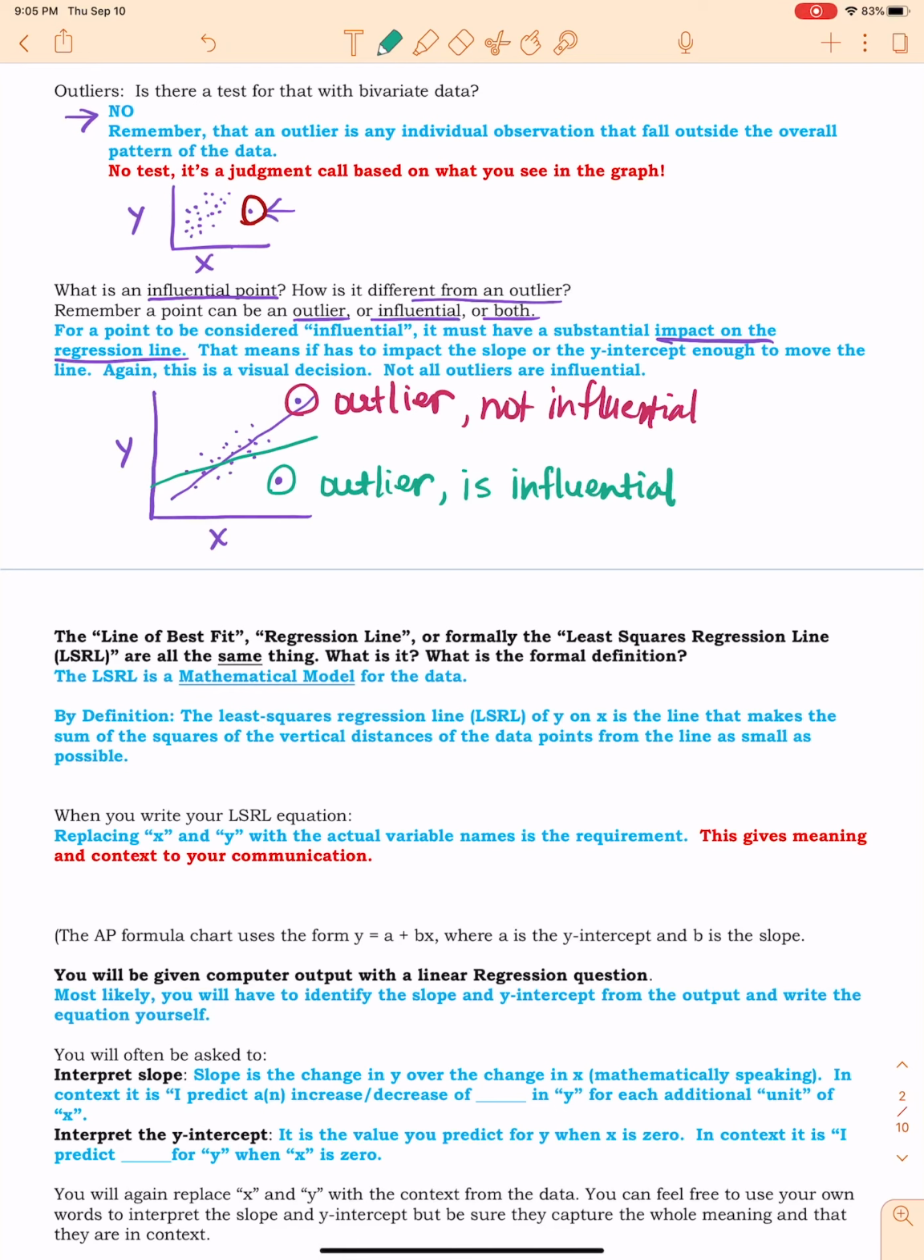So that just gives you an idea of a point that can be an outlier and not influential, and a point that can be an outlier and is influential. It's only influential if it changes your slope and changes your y-intercept. In other words, it affects the least squares regression line, which is what we're going to talk about in our next video.